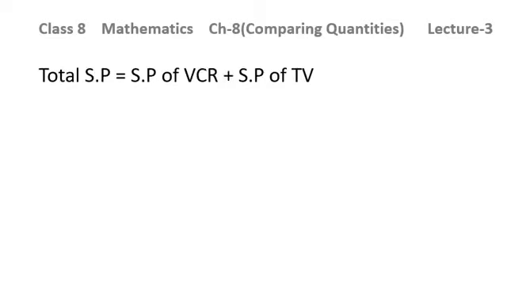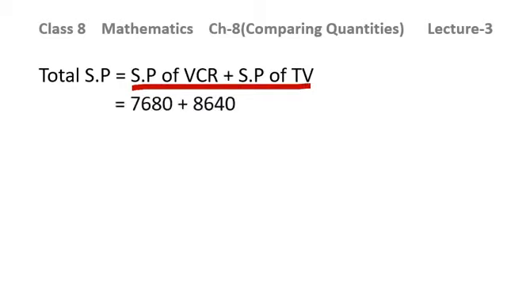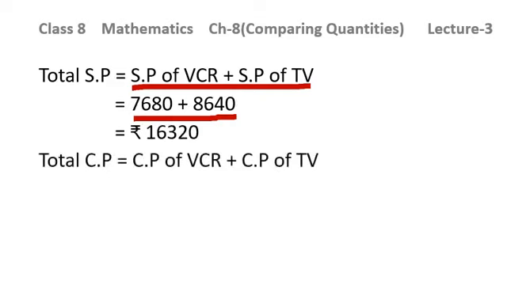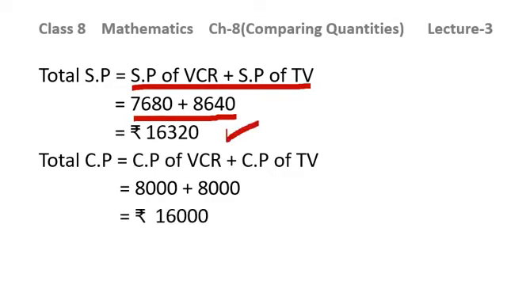So total SP will be given by SP of VCR plus SP of TV. It will be 7,680 plus 8,640. We have calculated separately in both the cases, VCR as well as TV. So total will be 16,320. Now total CP, we know that CP of VCR plus CP of TV, that is 8,000 plus 8,000, that is 16,000. So total SP is 16,320. Total CP is 16,000. As you can see clearly that SP is greater than CP, so it will be a case of profit.